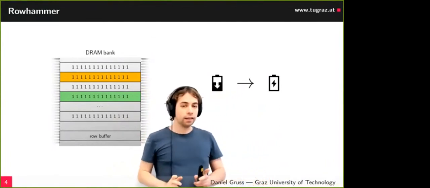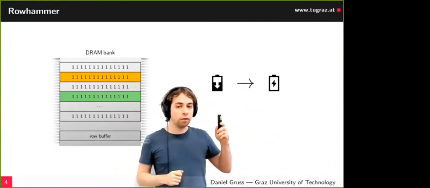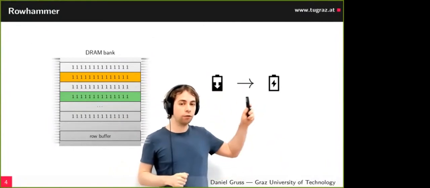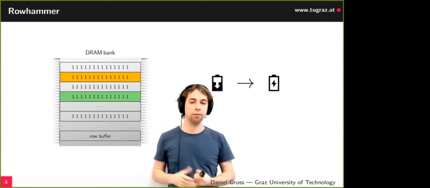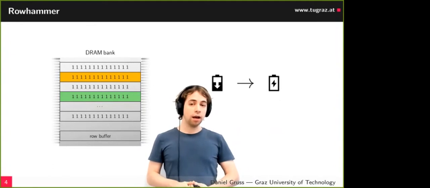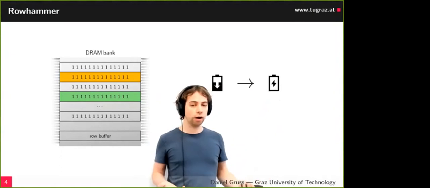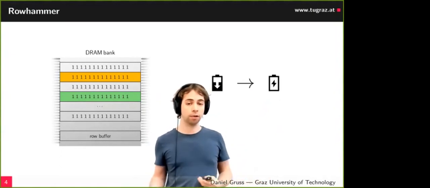There are two effects now that we want to understand. The first is that capacitors over time discharge, so we have to recharge them frequently. We have to do that in our DRAM modules within 64 milliseconds. Data is only guaranteed to stay in the DRAM if you refresh within 64 milliseconds. If you wait longer, then the data might be corrupted.